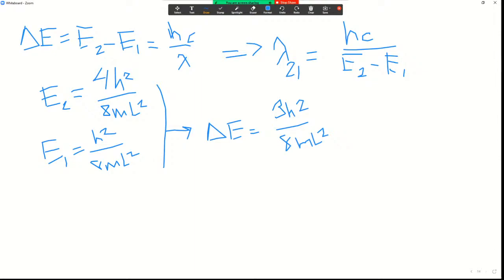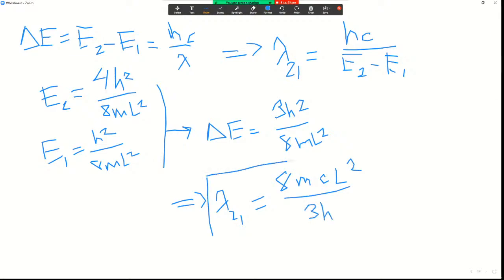So lambda 21 is 8ml squared, mc squared, mcl squared over 3h squared, 3h. Yes, part A was very easy. Yeah.